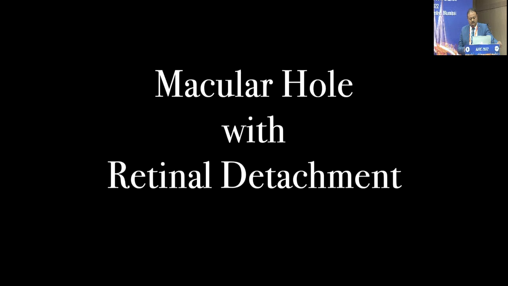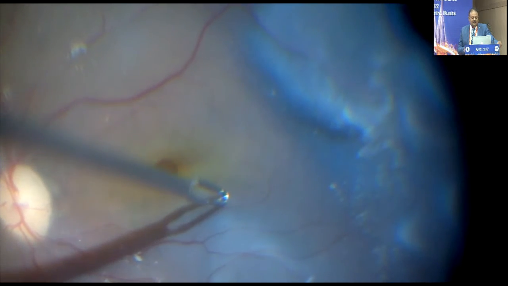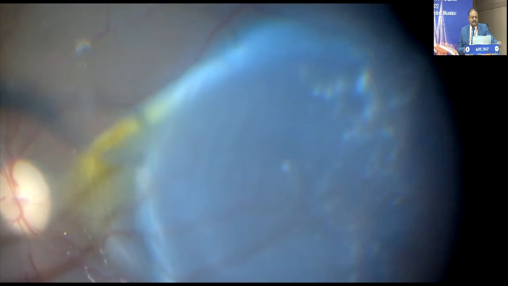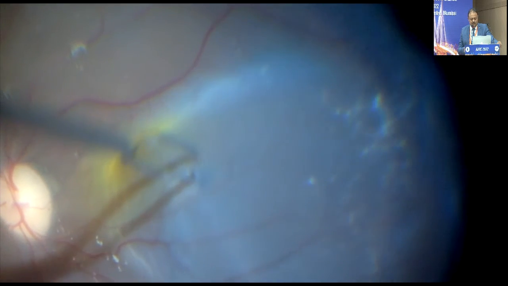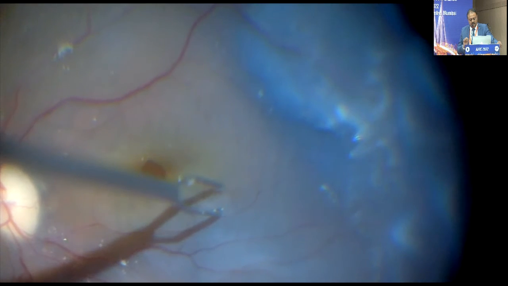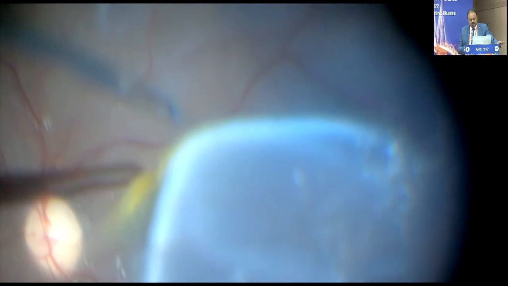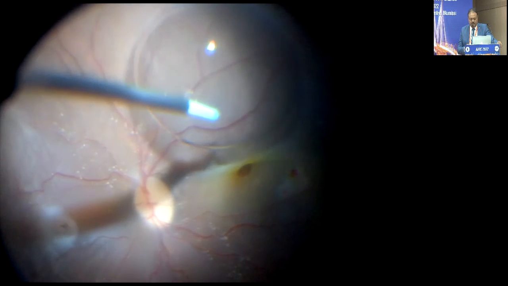Now, macular hole with retinal detachment, this is one of the most difficult peelings. Sometimes we were able to do an ILM peeling without putting PFCL, without stabilizing the posterior pole. But it's always better to stabilize once you get a flap of the ILM, then put PFCL, stabilize the posterior pole and finish the ILM peeling part. That's what we are doing.